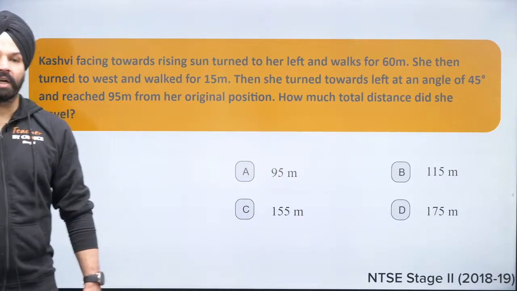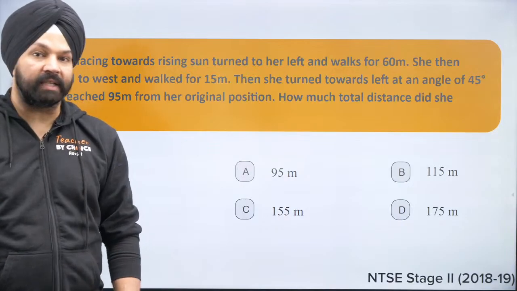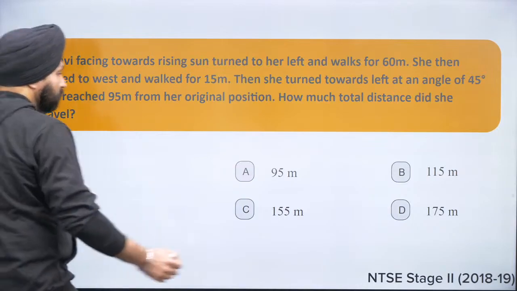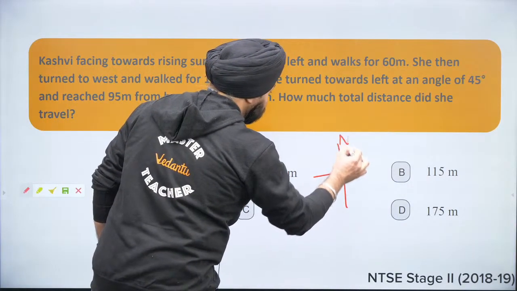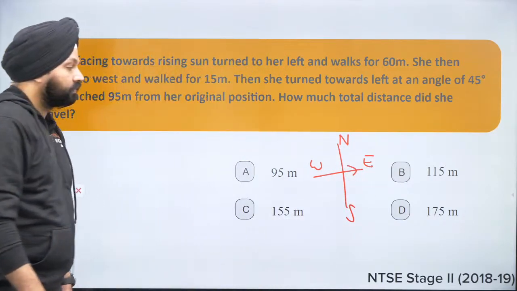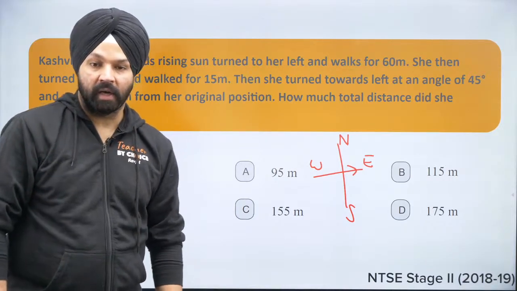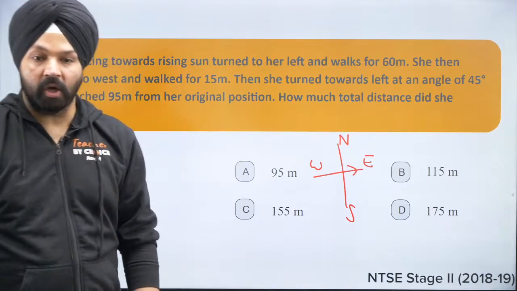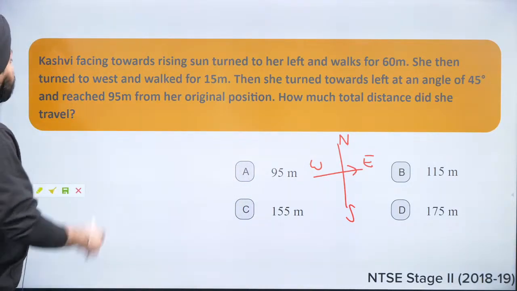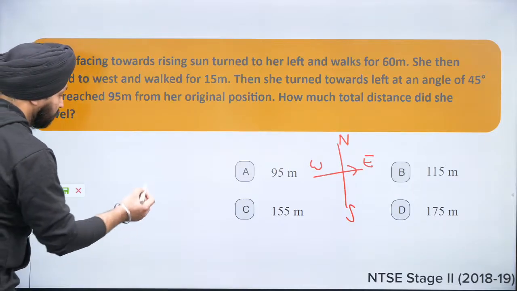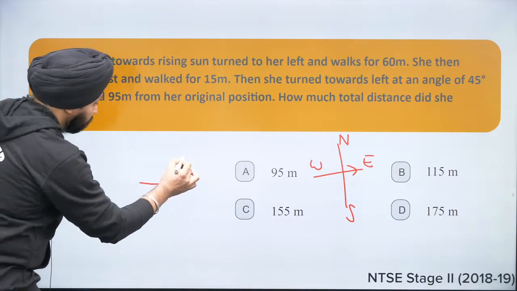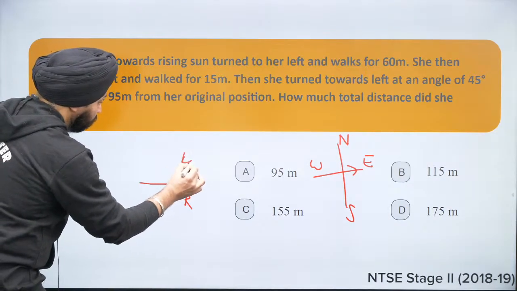I repeat, he says Kashvi is facing towards the rising sun. Rising sun means Kashvi is facing east. Right? Let's see, he says Kashvi is facing towards the rising sun. That means Kashvi is facing east, facing this way. If she is facing this way, this is her left and this is her right.